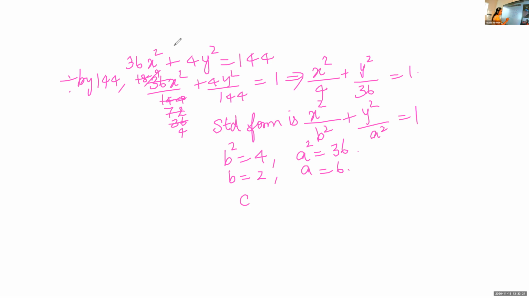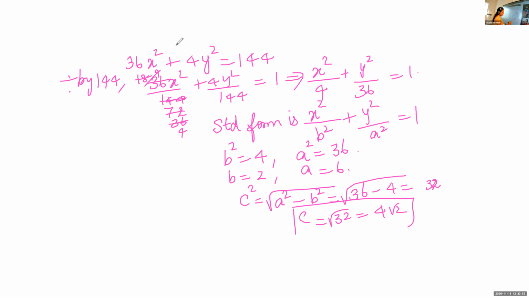Then find out what is c square. C square is a square minus b square. So 36 minus 4, which is 32. Therefore, c square is 32. Therefore, what is c? Therefore, c is root 32. If you want, we can write this as 4 root 2.